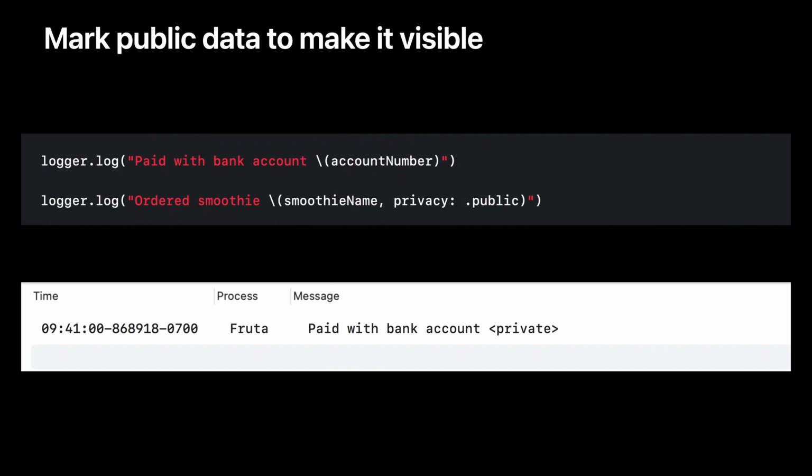However, data that does not contain any sensitive information can be made visible in the logs. When you log runtime data, pass a value .public to an optional parameter privacy as shown here. Now the logs will display the contents of the data. Here it's the name of a smoothie. I will say more about privacy later.